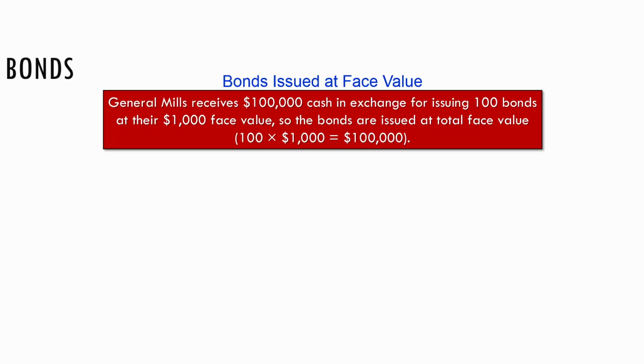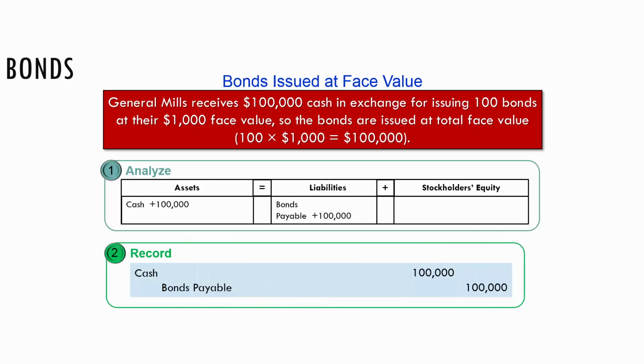Here, General Mills receives $100,000 in cash in exchange for 100 bonds at their face value. No premium, no discount. Then we get $100,000 in. How do we record this? Well, it's cash in, a debit, and bonds payable.